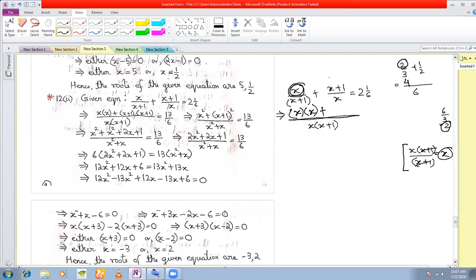Now for this, what do you have to multiply with x plus 1? X into x plus 1 divided by x, isn't it? So you simply have to multiply x plus 1. This x plus 1 has to be multiplied with this x plus 1. So x plus 1 into x plus 1, whole square, is equal to 13 by 6. Right? Let me just erase this.